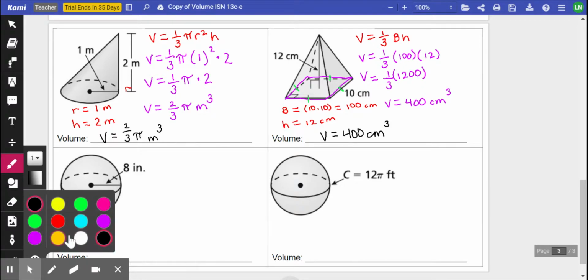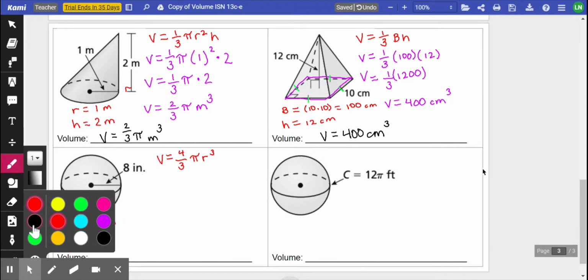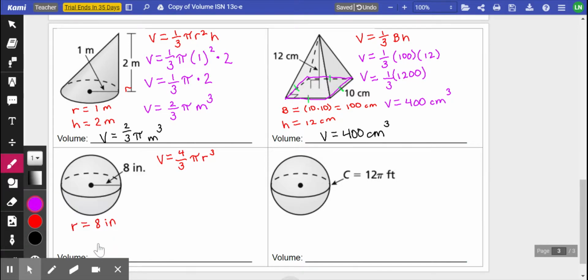So the second to last one down here, we have a sphere. Our volume formula of a sphere, we said, was 4/3 times pi times radius cubed for volume. And so we just need to make sure we know what that radius is. We are given that right here. It is 8 inches. Big thing to be aware of is that you're not using the diameter, but we're not given the diameter here, so there's nothing to really worry about.